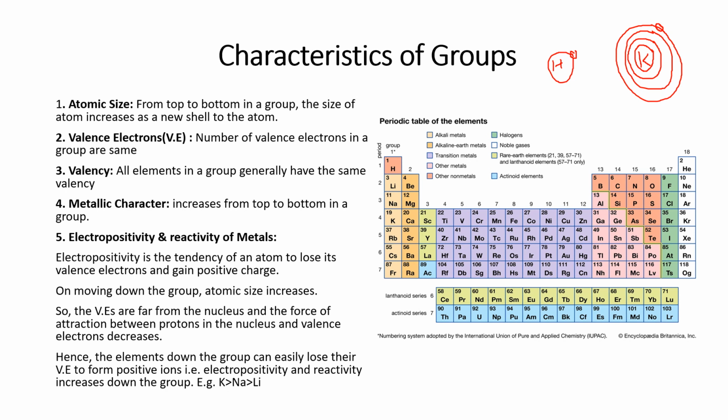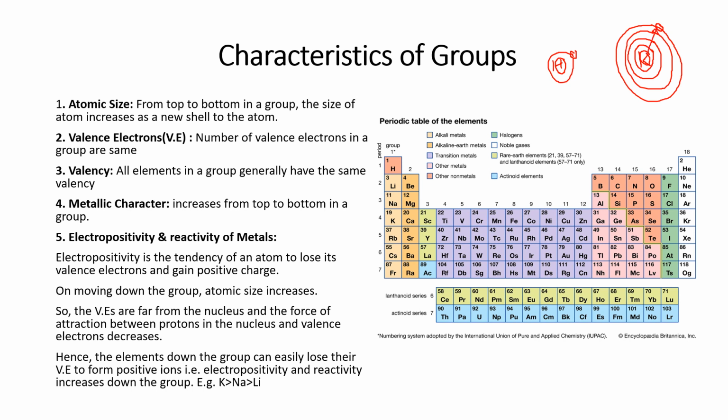Metallic character increases from top to bottom in a group. Metallic character of these elements will increase from top to bottom in a group. You see here is hydrogen. Hydrogen's one electron is near to the nucleus. But potassium, here you see potassium, its electron is far from its nucleus.